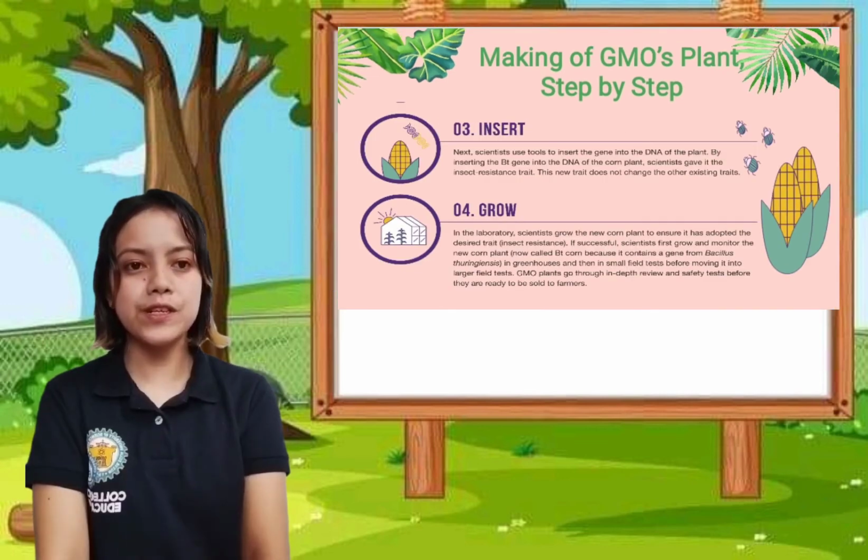Scientists use tools to insert the gene into the DNA of the plant. By inserting the BT gene into the DNA of the corn plant, scientists gave it the insect resistance trait. This new trait does not change the other existing traits.